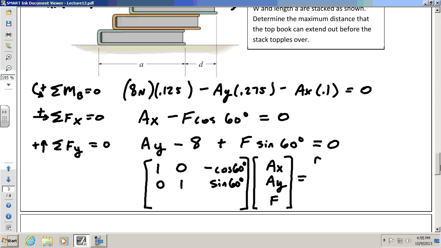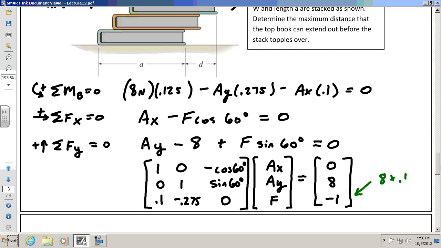And don't forget the other side. This has to be a 0, but this has to be 8. And then the bottom one is basically the moment equation. So this is going to be 0.1 AX minus 0.275 AY, 0 F, and that's going to equal, if you work this out on the other side, minus 1. Because 8 times 0.125 is 1, but you bring it over to the other side.